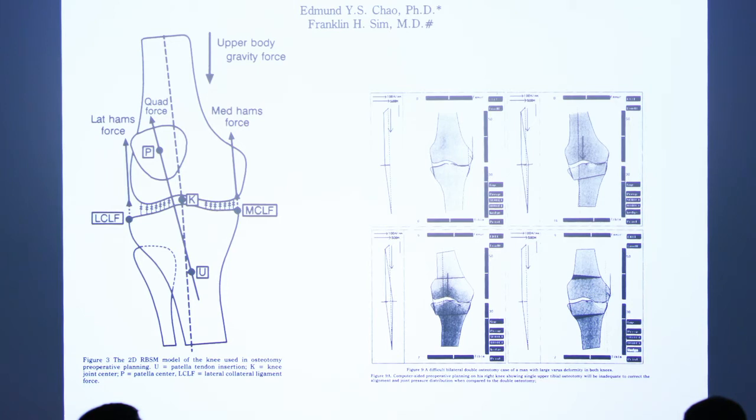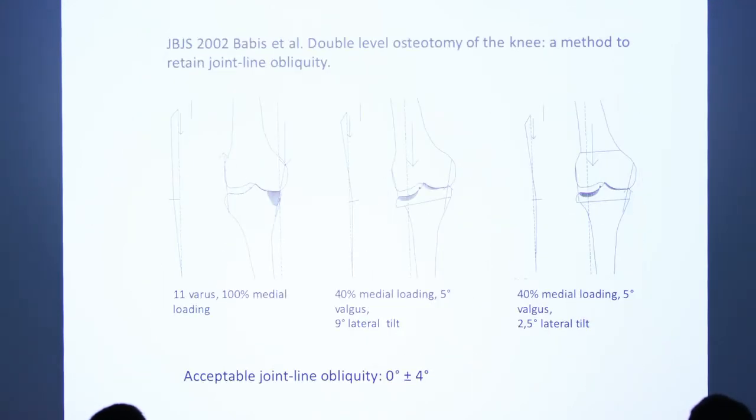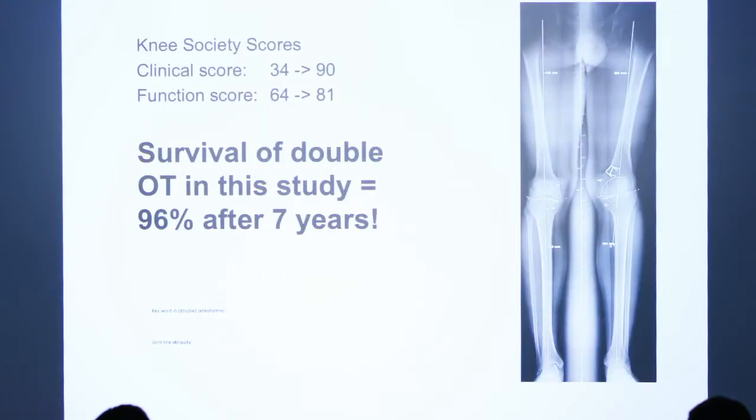And he said, well, if the software is smarter than we, then I do the surgery, and the software does the calculation. After that, he published on those double-level osteotomies, in 2002: double-level osteotomy, a method to retain joint line obliquity. He published that with an acceptable joint line obliquity of 4 degrees. This comes back to the 4 degrees that we were talking about when I started the lecture, because 4 is somewhat what you can expect to be a problem from the epidemiological side in terms of developing osteoarthritis.